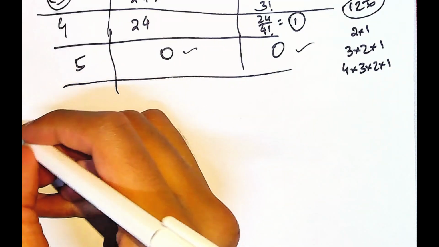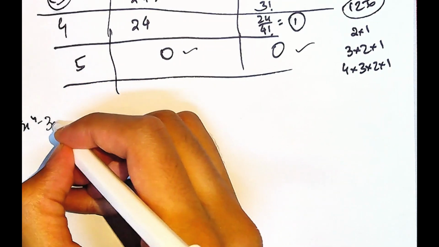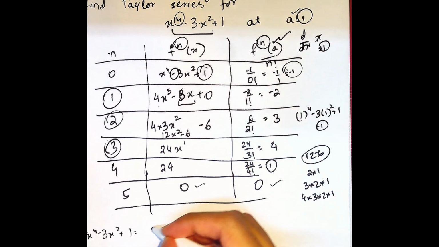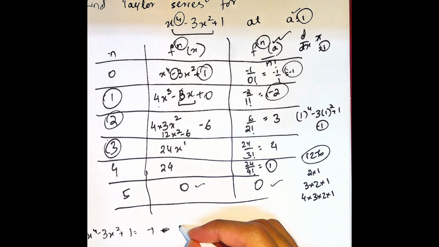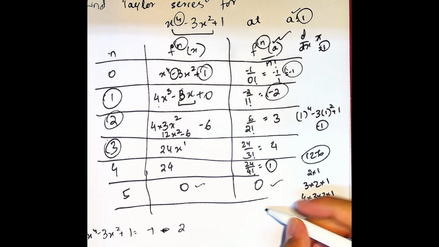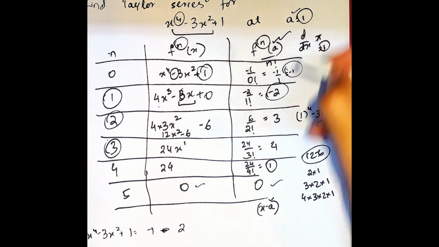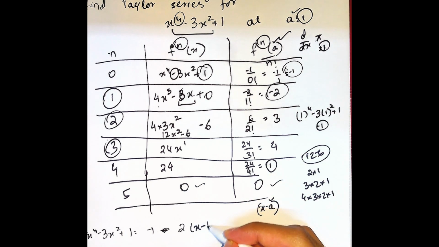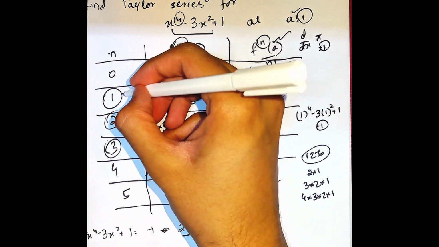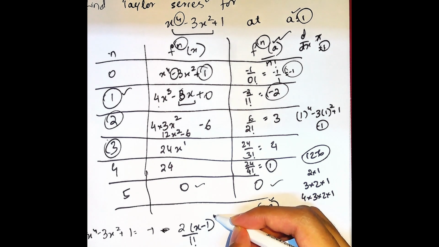So we will have the function right over here, x^4 - 3x^2 + 1. So the first value, negative 1, plus, we have a negative sign actually, so we will have negative 2, okay? So we will basically use x minus a. We are trying to write x minus a. Over here we have a as 1. So we will write x minus 1 divided by the first factorial and the first power.